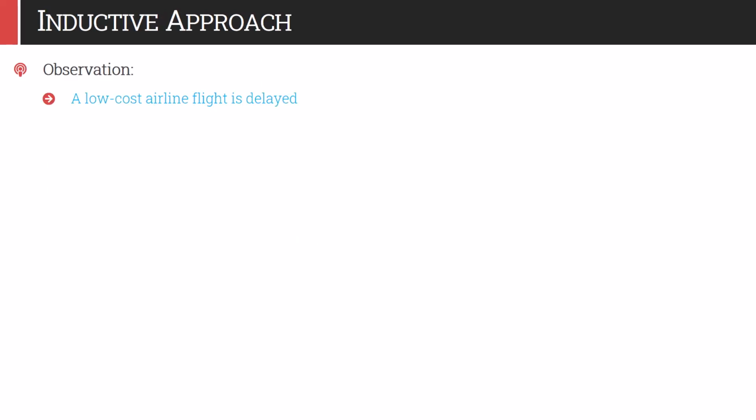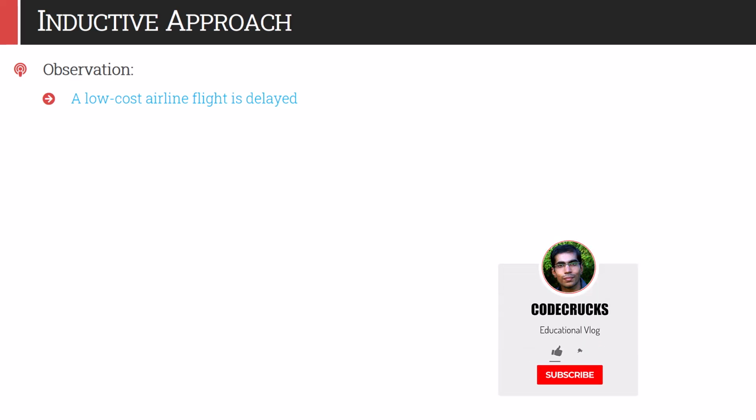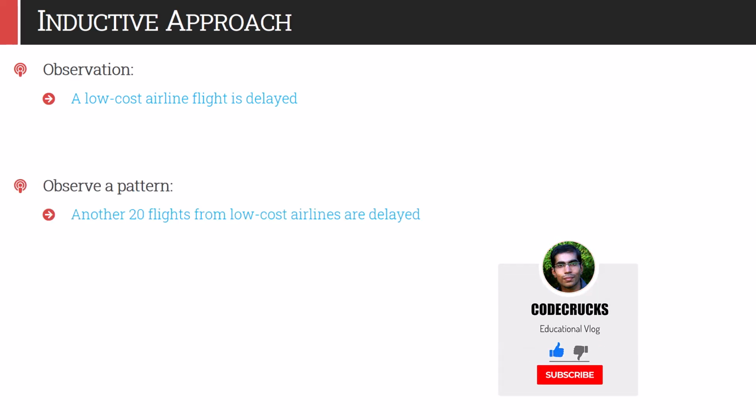Consider the example of the inductive approach, where we have observation of very limited data. For example, a low-cost airline flight is delayed. A customer might have experienced delay in one or two flights, but based on that limited data, we cannot claim that all low-cost flights are delayed. So we have to observe the pattern. If it is repeating or if it is occurring for all the data, then only we can make the claim or establish the theory.